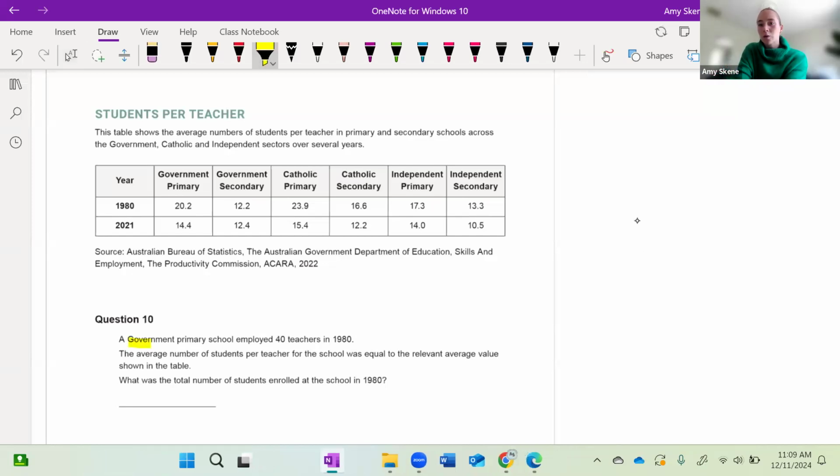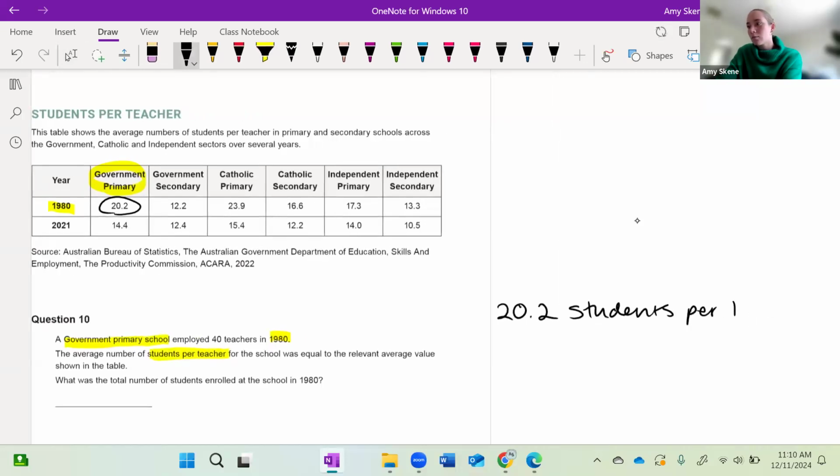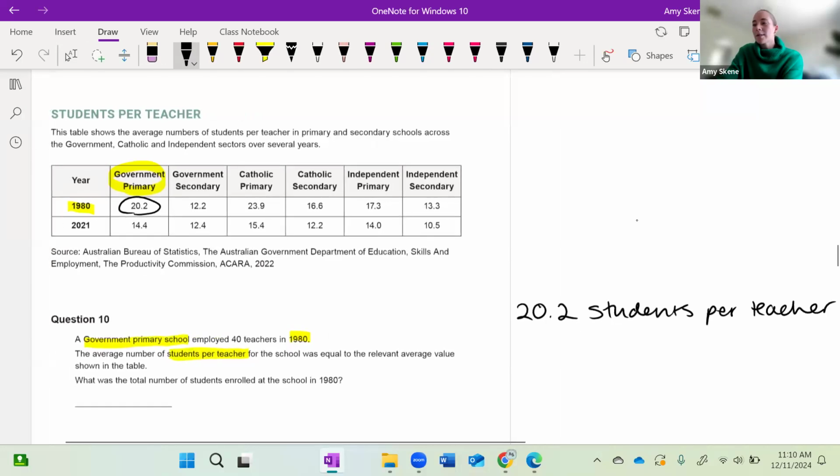So our first step, we are talking about a government primary school, so I'm going to go to government primary. We are also talking about 1980, so I'm going to go to 1980. This here is the value we're talking about. They are talking in terms of 20.2 students per teacher. I'm getting that from students per teacher here in the word. So 20.2 students per teacher. When we say per teacher, we are talking about per one teacher. So that might help a few people to understand this question.